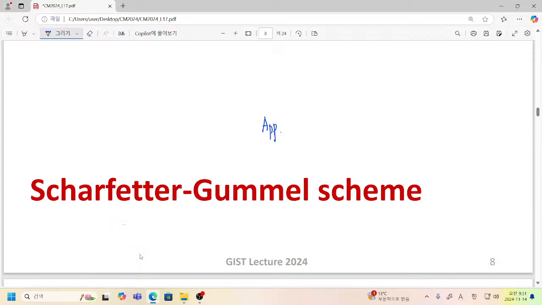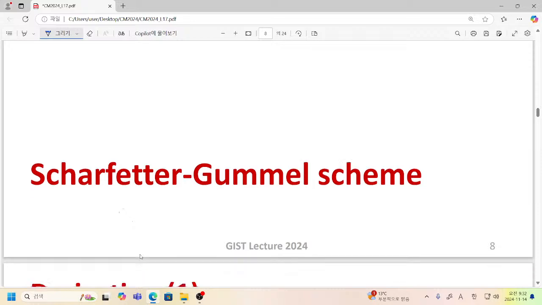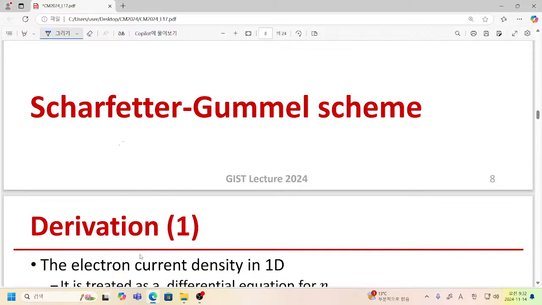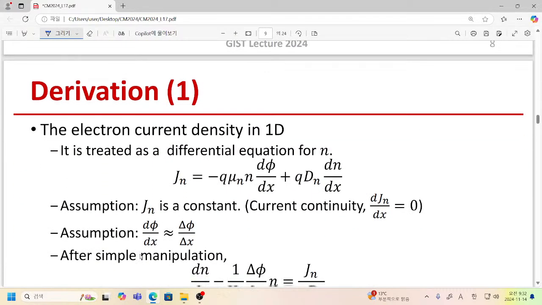If you want to see more of the story about that, please have a look at your references, because there is a lot of discussion about how good this scheme is. So let me dive into the derivation.